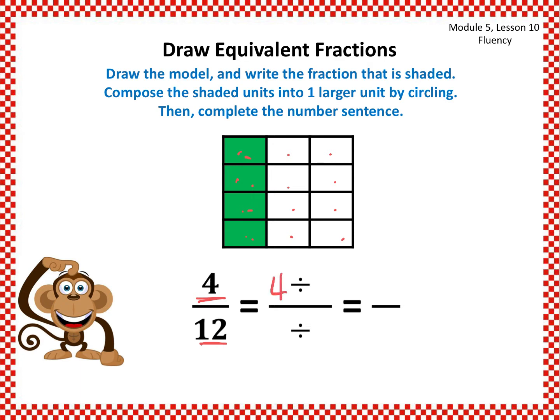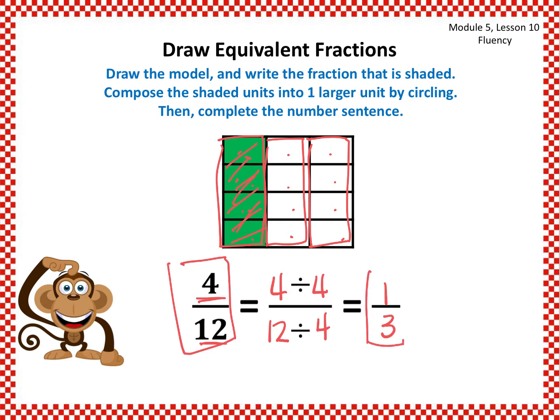We started with 4/12, so that's what I'm going to start with here. I see that if I can put 4 units together, it's really easy to see when we draw this model, right? So I can put 4 units together. Well, there are 4 in each unit, so I'm going to divide by that 4. And right now I can see, oh, now I have 3 units. 12 divided by 4 equals 3. And 4 divided by 4 is 1, and I can see that that is accurate with what I've drawn here. So 4/12 is equivalent to 1/3.